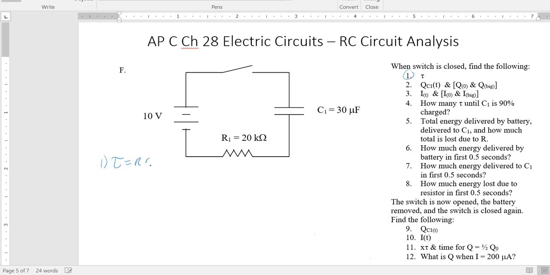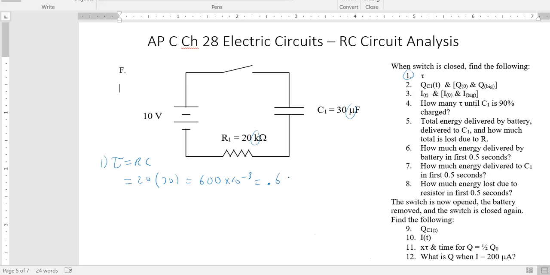That just equals RC. Now R is 20 kiloohms and C is 30 microfarads. So we get a 600. Let's do some shortcuts on the powers of 10. You've got a kilo times a micro. That's 10 to the third times 10 to the negative sixth. That is 10 to the negative third. So this would be 0.6.